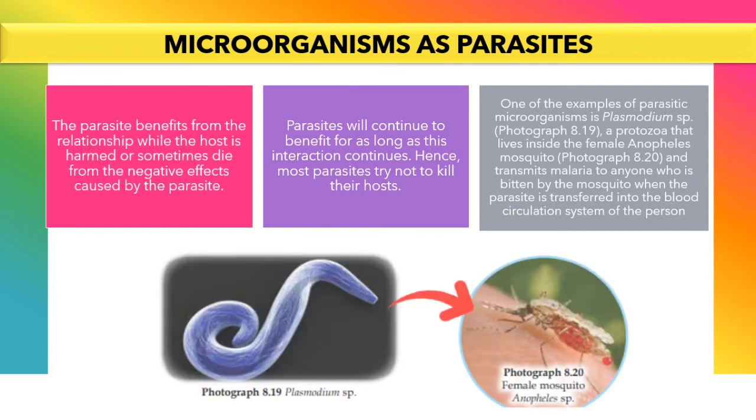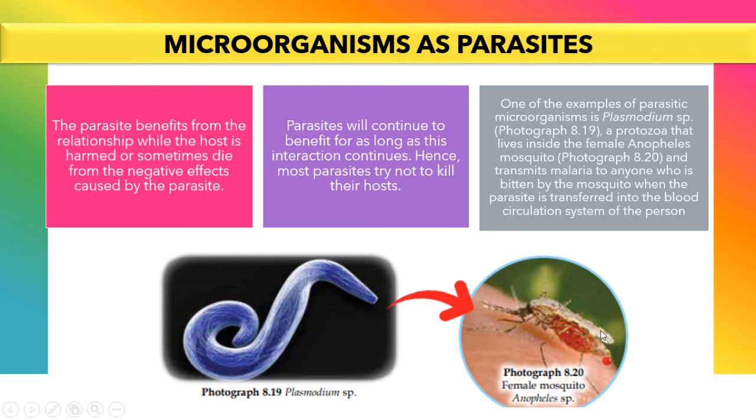So look at the picture, photograph 8.19, and this is Plasmodium. Plasmodium is a type of protozoa that lives inside the female Anopheles mosquito. So this is the Anopheles mosquito, okay, and it transmits malaria to anyone who is bitten by the mosquito when the parasite is transferred into the blood circulation system of the person. So the Plasmodium is the cause of malaria, but the female mosquito is the vector. The parasite such as Plasmodium lives inside the female Anopheles mosquito.